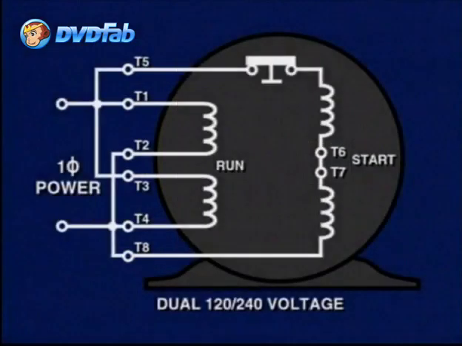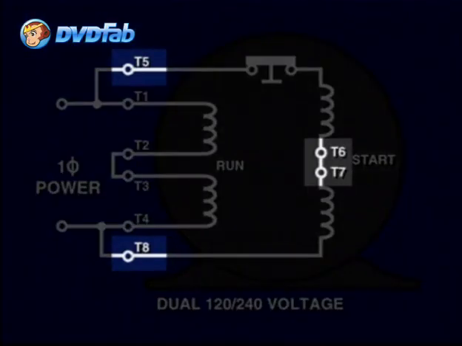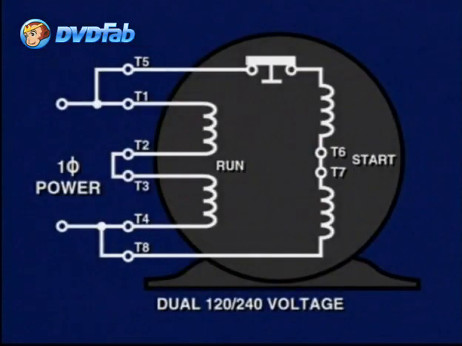If it is a dual voltage single-phase motor, the running winding will have 4 terminals connected like this for 115 volts or like this for 230 volts. The start winding may also show 4 terminals, of which 6 and 7 are connected together, and 5 and 8 go to power. Terminals 5 and 8 of the start winding are in general represented in red and black, respectively.